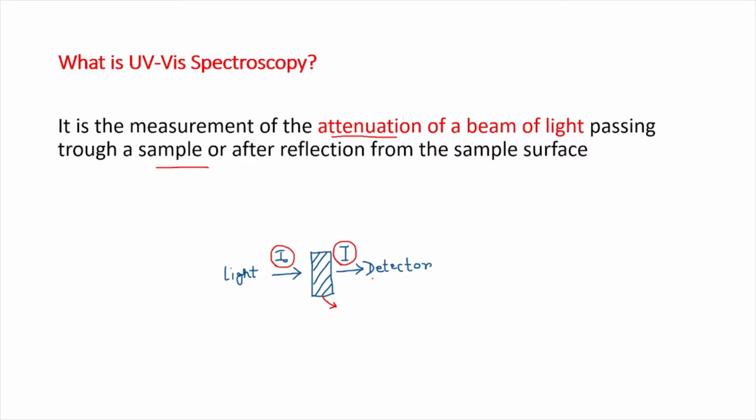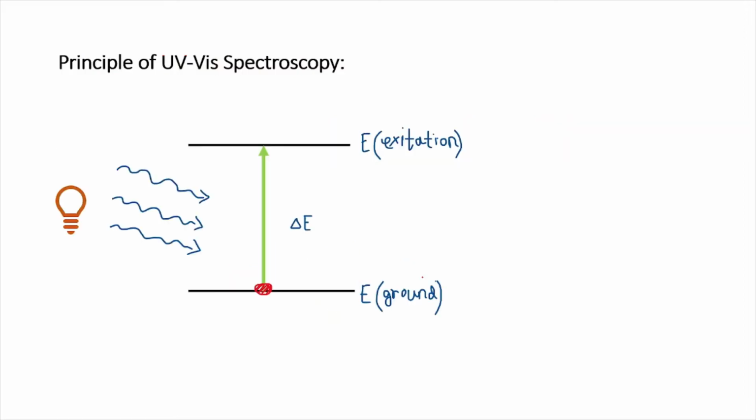This intensity I passes through a prism and falls on the detector. So the detector senses this change in intensity as a measure of the amount of light energy that has been absorbed by the sample. Now UV visible spectroscopy is basically an absorption spectroscopy based upon electronic excitation from a sample surface.